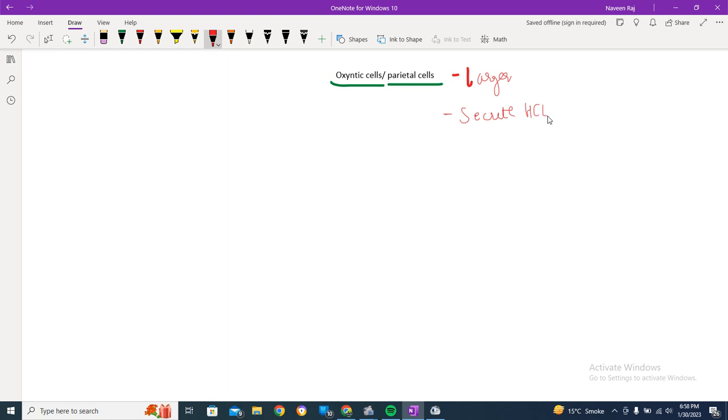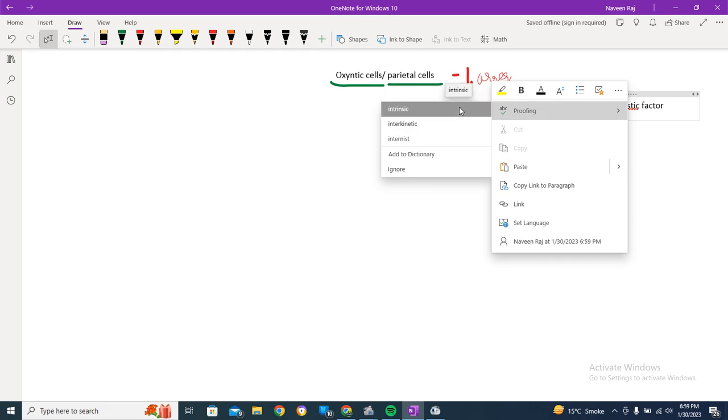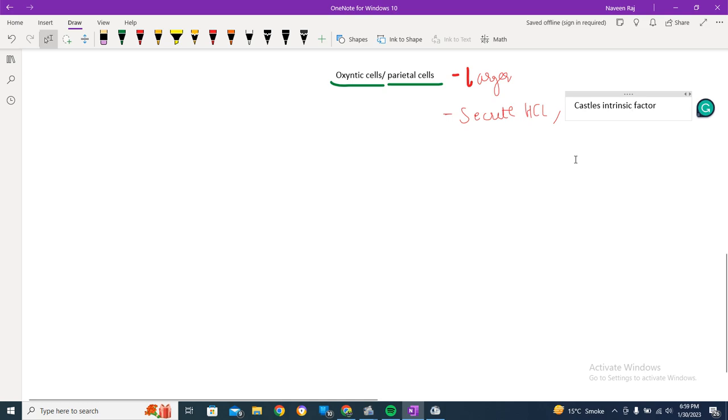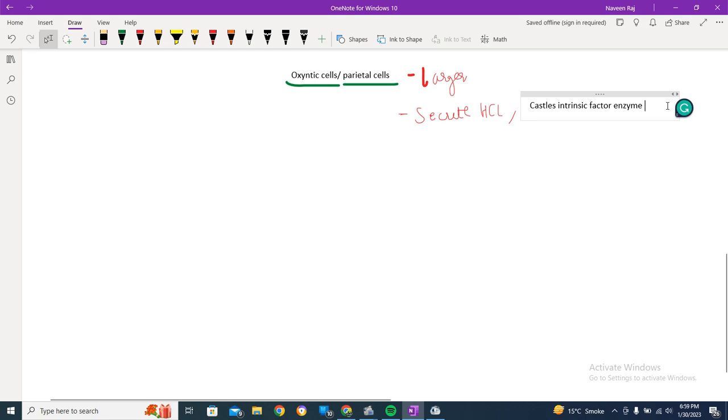And along with HCl, there is another thing secreted, which is Castle's intrinsic factor. So Castle's intrinsic factor enzyme. Now we'll be discussing what this means and what its function is. This is a kind of enzyme, and this is very important as well.